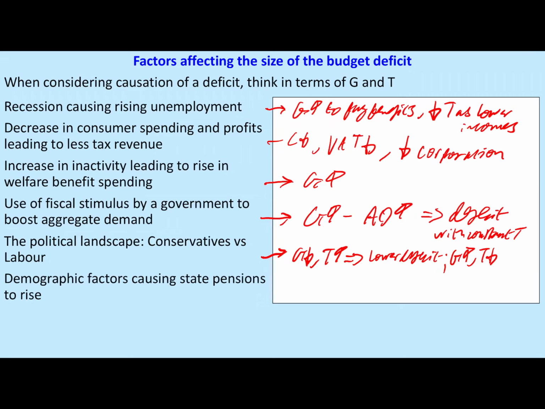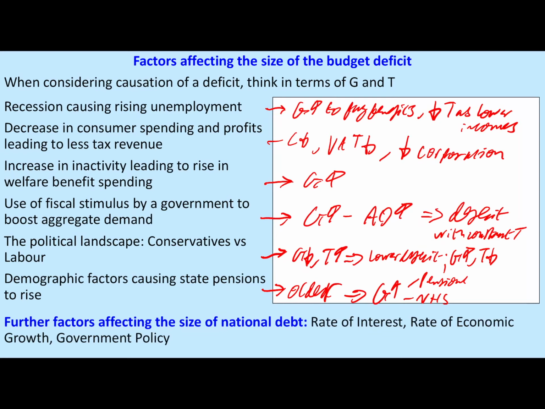Demographic factors may cause state pensions to rise. If our population gets older or even unhealthier, we're going to have to spend more G on either pensions, maybe the NHS if we have an unhealthier population. These things are going to mean more spending depending on the makeup of our population. And there are these factors as well.